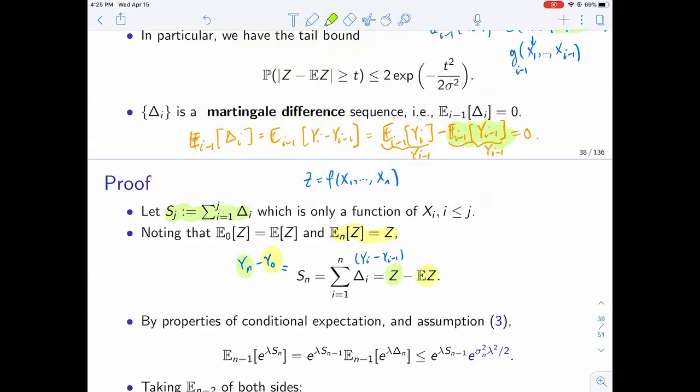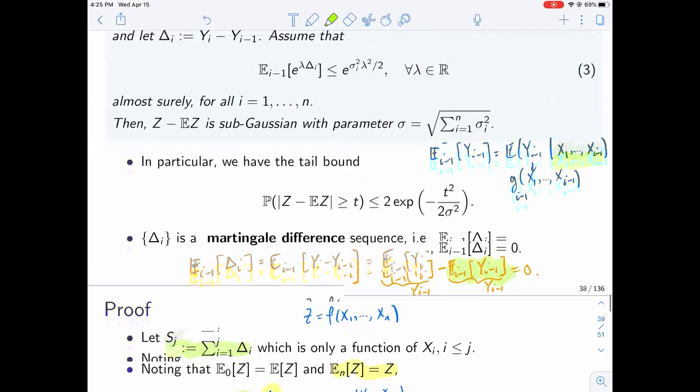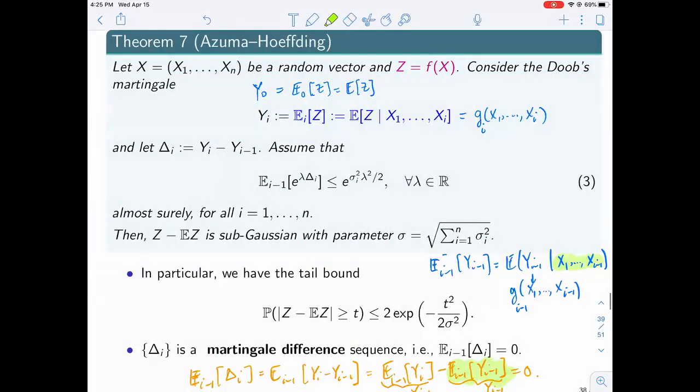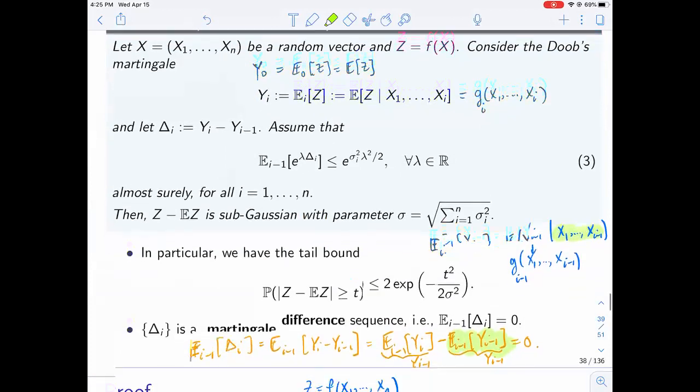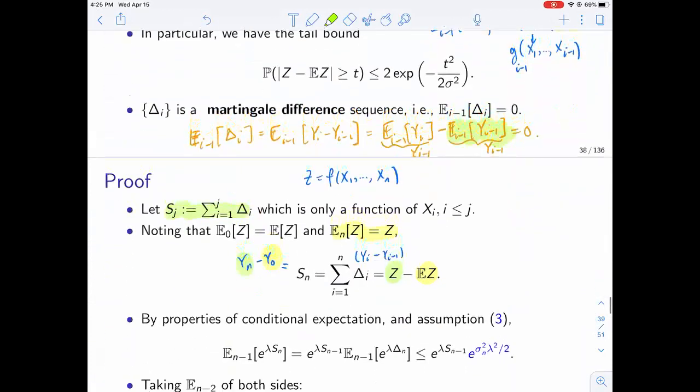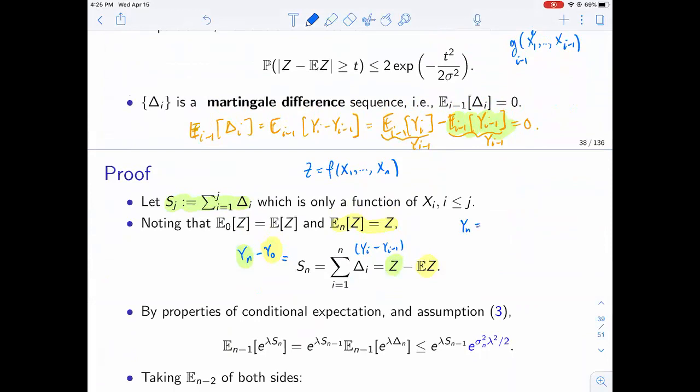yn is the expectation of z conditioned on all the xi's, right? By the same argument, it's going to be equal to itself. So it's just the explicit expectation of z conditional on x1 up to xn. And we know that z is dependent on x1 up to xn, so this z comes out. Okay, so we didn't need this statement.